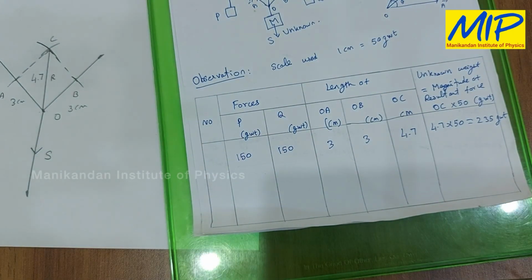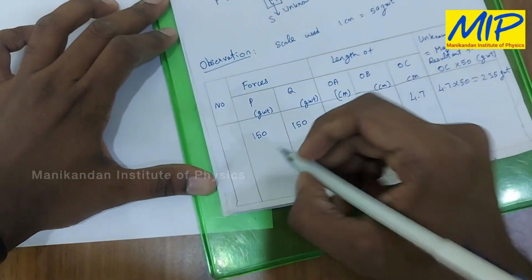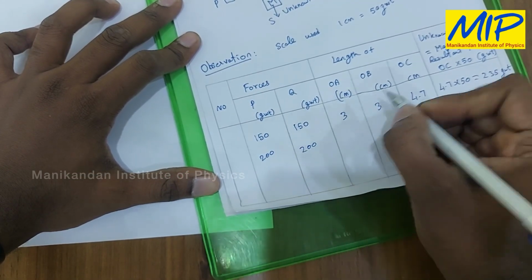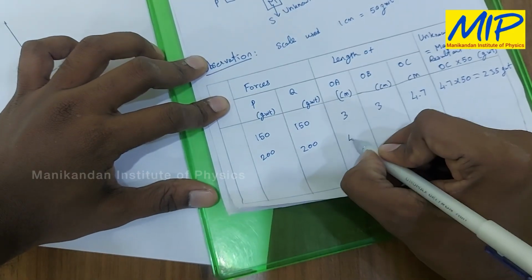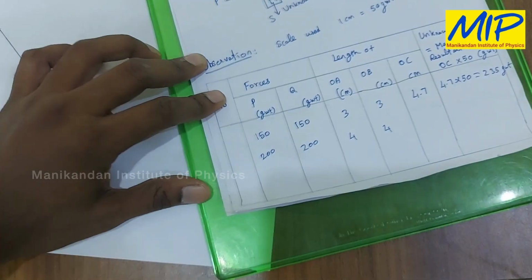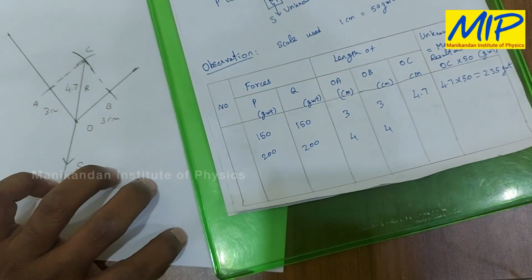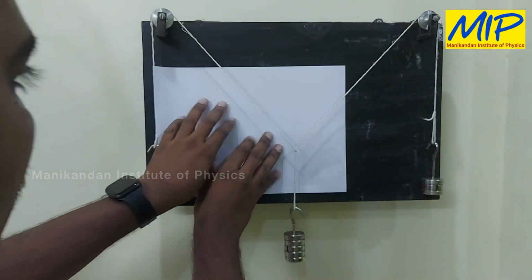Similarly, we are going to repeat the same procedure for another set, for 200 in P and 200 in Q. So in this case, the length of OA is 4 centimeters, and the length of OB is 4 centimeters. So now I will explain how to find the resultant for this case again. Now I am going to place a new A4 sheet here.